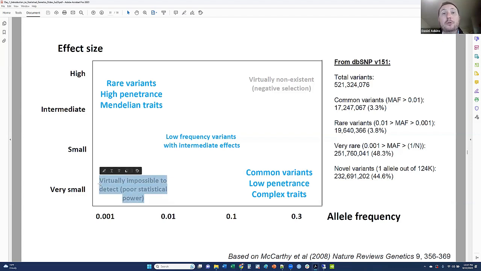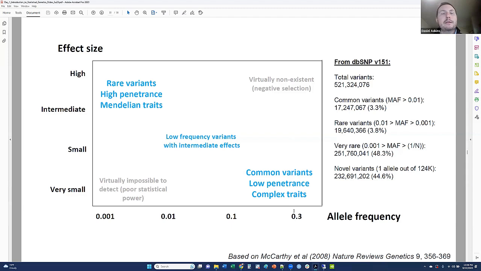Once we have truly enormous biobanks, in the millions, maybe we can do more with this stuff. But for now, we don't really observe these rare variants with small effects. And then on the other side of the off diagonal, you would have variants that have a high allele frequency and a high effect size.